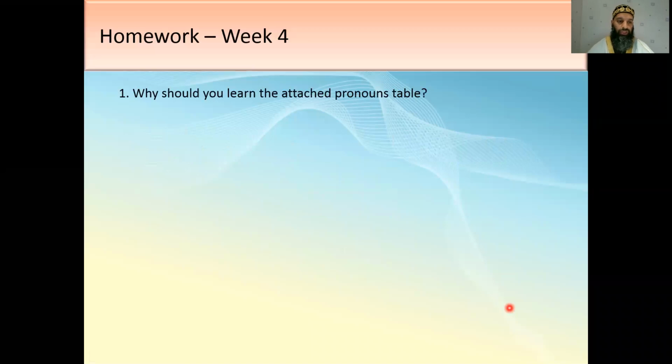So, question 1, the big one. Why should you learn the attached pronouns table? That was just a bit of a cheesy one. It's because it's the most important table in this course, which we figured out. One person said they've looked in the Quran and these endings that we did last week come everywhere. So it was very important to learn that.